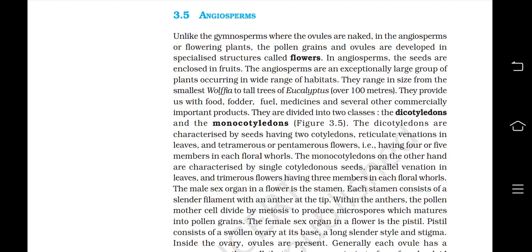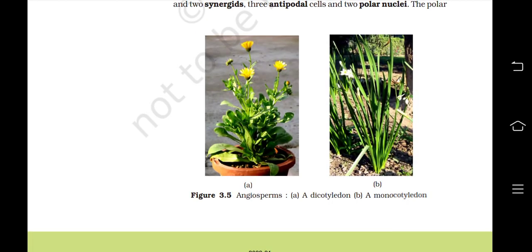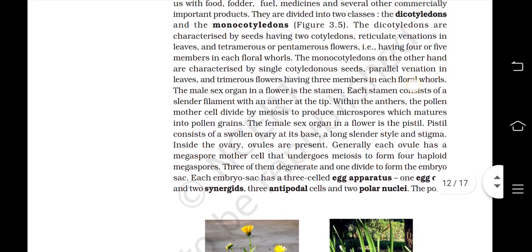Figure 3.5. Let us look at that as well. So this is figure 3.5. A is a dicotyledon example and B is a monocotyledon example. Let's get back to the paragraph.